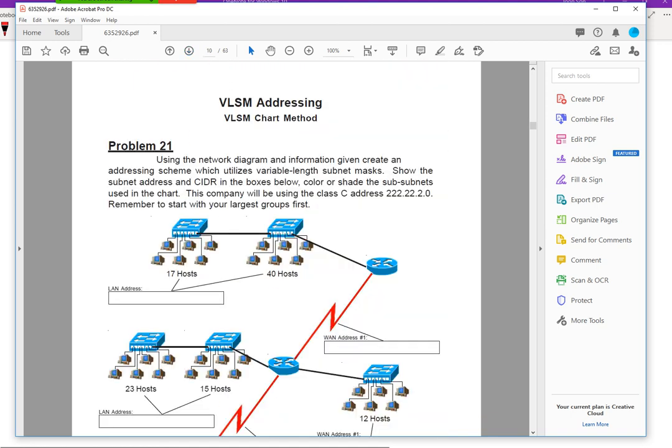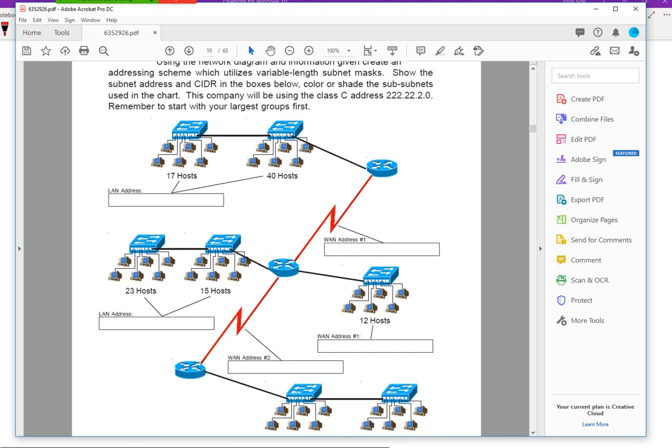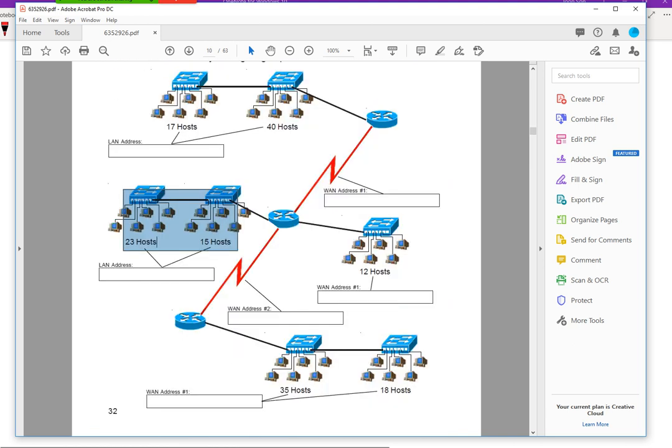For your homework assignment, you need to do the next one, problem 21. As you can see, you have to add them up, because there are two switches. For this LAN, you have to add 40 plus 17, so you can think of it as 57 hosts. The same thing for this one, 23 plus 15. Lastly, you have this network, 35 plus 18. And then two subnets for the two serial lines. Any question?